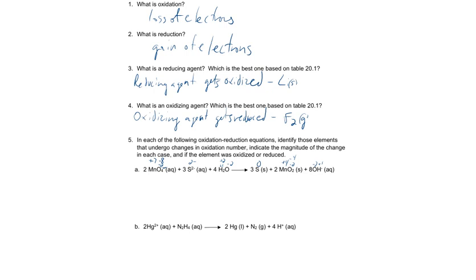So let's look at what changed here. Manganese went from +7 to +4, so it gained electrons, right? Its oxidation number got reduced, so it's reduced. And then what did sulfur do? Sulfur went from 2- to 0, so its oxidation number went up. It got oxidized. The other ones all stayed the same.